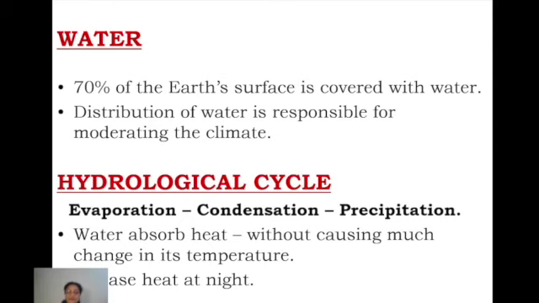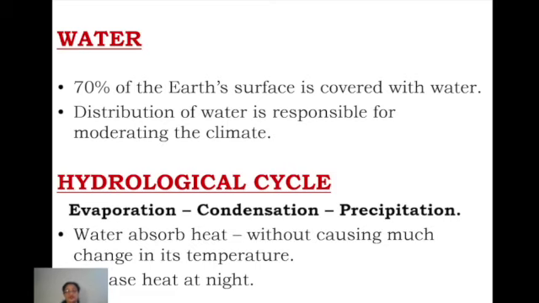Now when we talk of water, basically water which is present on Earth, it is almost covering 70 to 75% of the Earth's surface. And this distribution of water on a large area of Earth is responsible for moderating the climate. It does not allow the temperature of Earth to go very high. So water is essential for the living beings, right? But along with that, it keeps the climate also moderate.